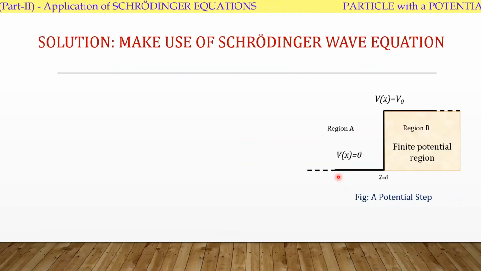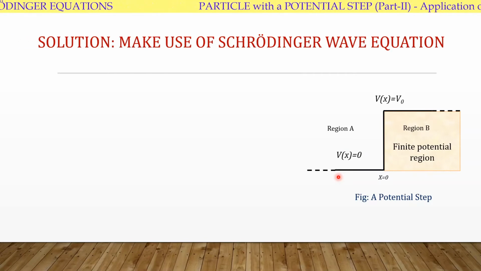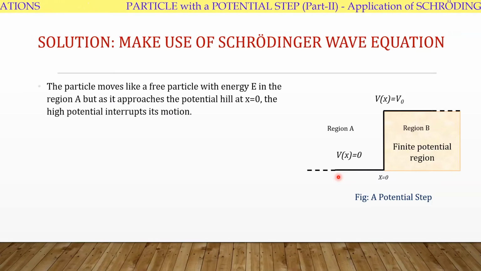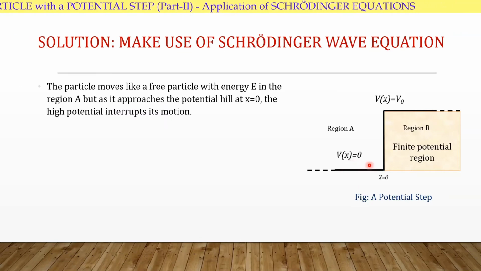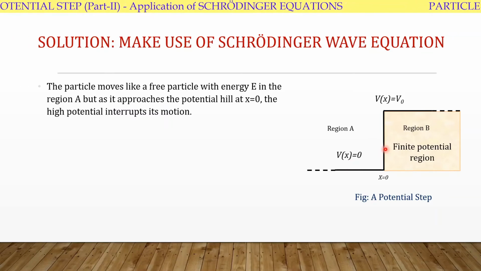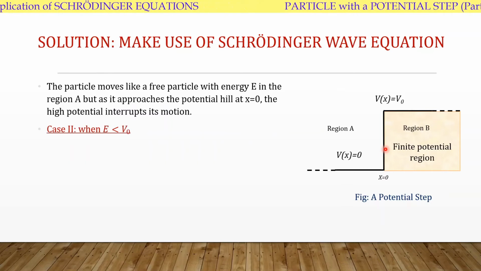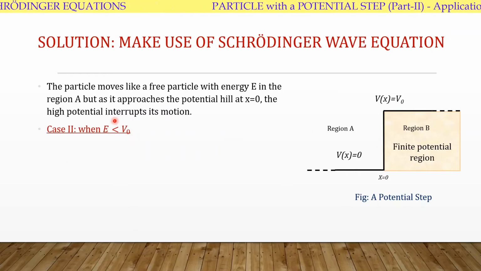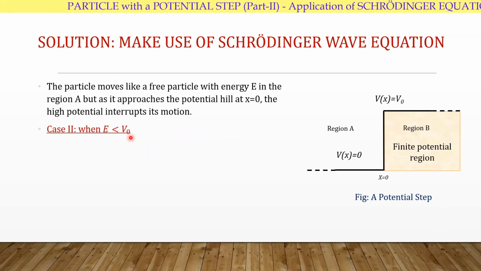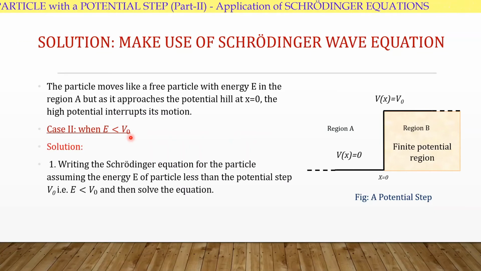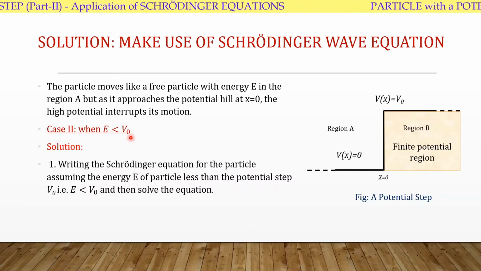So, to solve for the motion of the particle in this case, we will make use of Schrödinger wave equation. See, in the first region where potential is 0, the particle is moving freely, and the rise in potential at x equal to 0 interrupts its motion. Now we are taking a case where the energy of the particle E is less than V naught. It appears that it is not capable of getting into the region B. And to solve this, we will write Schrödinger wave equation, assuming the energy of the particle less than V naught, and then solve this equation.